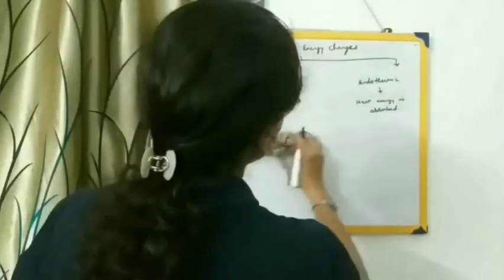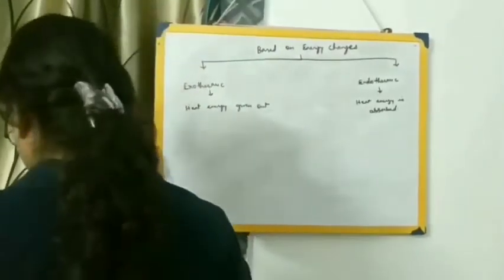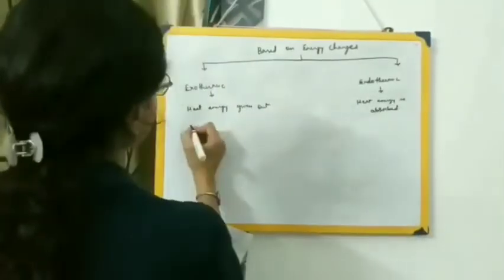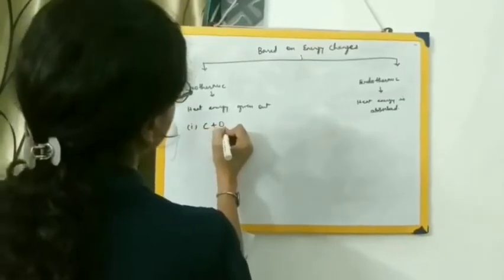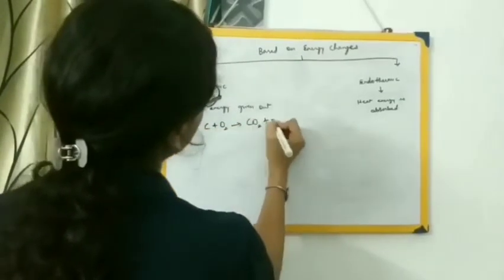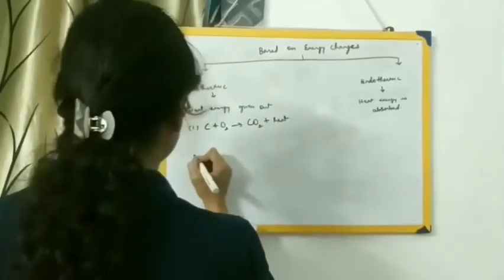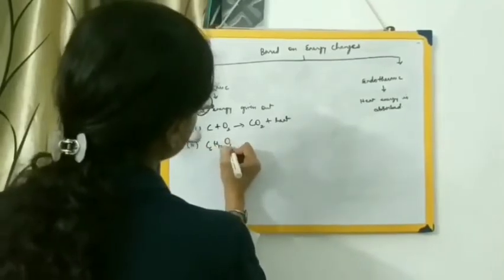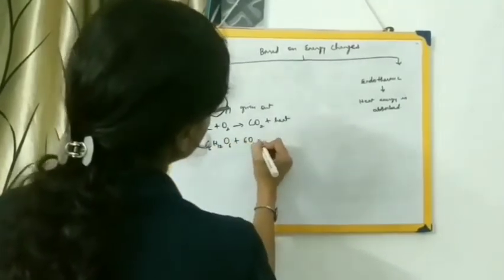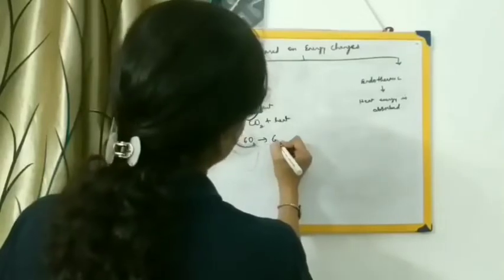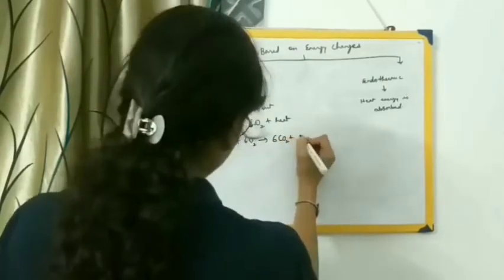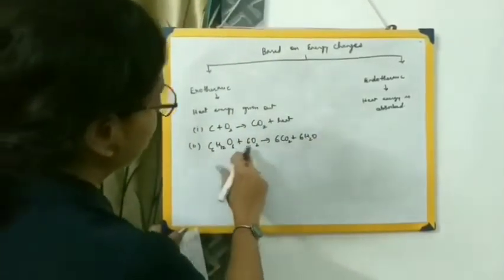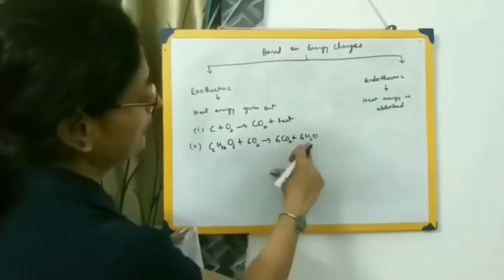So let's come to the first type, the exothermic reaction. As I told you, heat is released or given out in this. Let us have a few examples. Carbon plus oxygen leads to the formation of carbon dioxide, and heat is given out in this reaction. Next is glucose, that is C6H12O6, plus 6 molecules of oxygen. It leads to the formation of 6 molecules of carbon dioxide along with 6 molecules of water vapor. Now what type of reaction is this? Glucose and oxygen react to form carbon dioxide and water vapor.